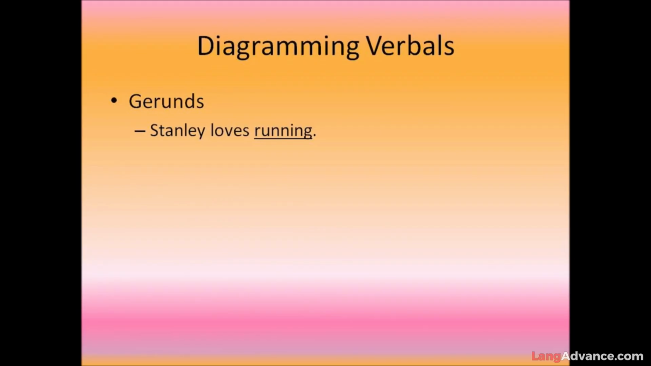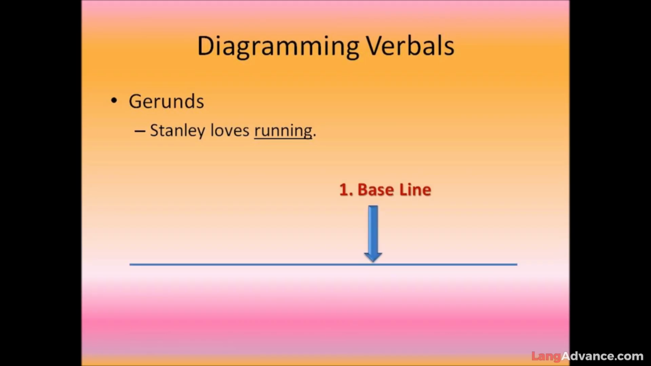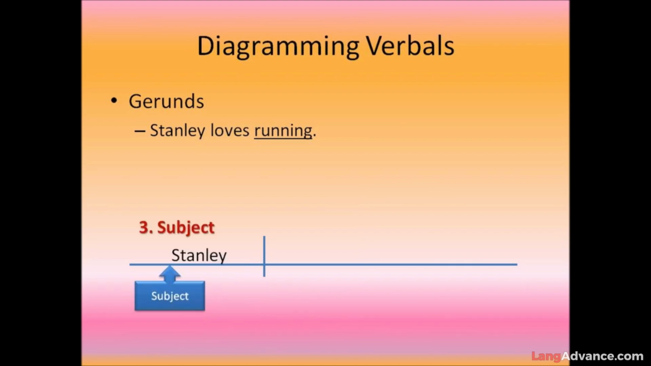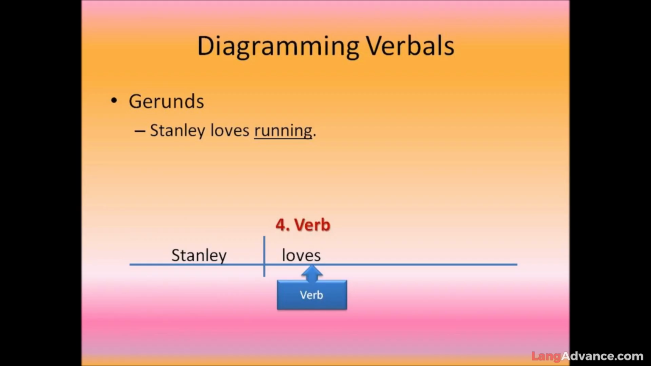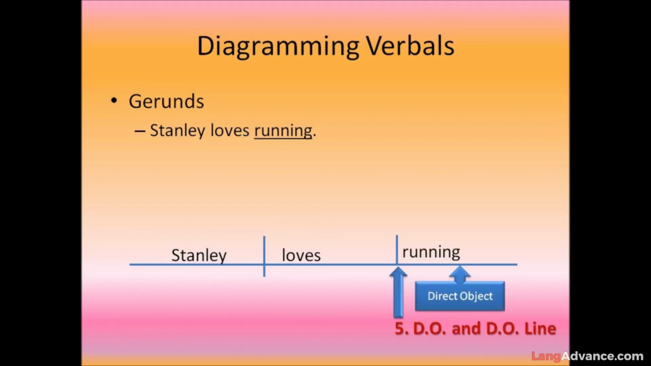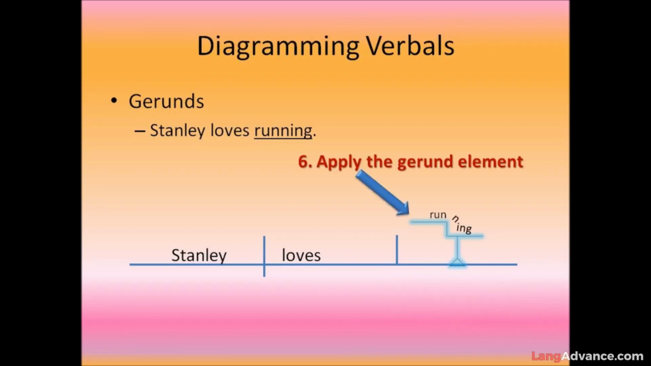Let's use the sentence, Stanley loves running, as our example sentence for learning how to diagram a gerund. The first step, as always, is to draw the baseline. Then we draw the predicate line. We add our subject. We add our verb. We add our direct object and the direct object line, which is running. But in this instance, running is a gerund, a word that ends in ing. So we have to apply the gerund element to our diagram. The final diagram looks like this.